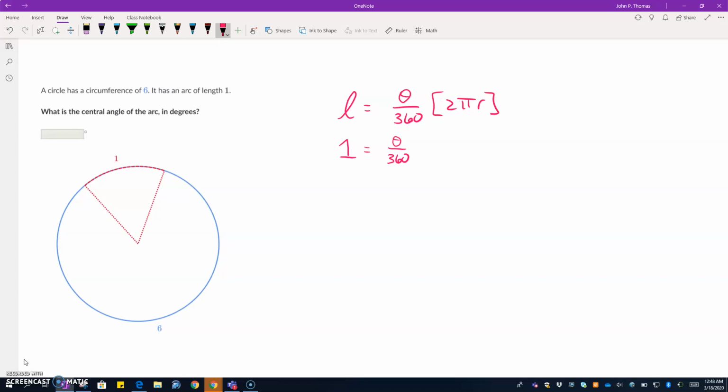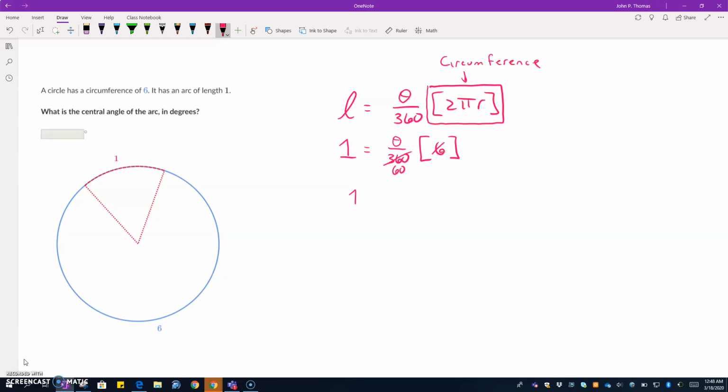But they do tell us the circumference. So this is a key spot where we have to remember that this entire section of the formula is the circumference. So in that spot we're going to place the 6 in. Alright, so just to make this a little bit easier, I'm going to go ahead and reduce the 6 and 360 down to a 60 in the bottom.